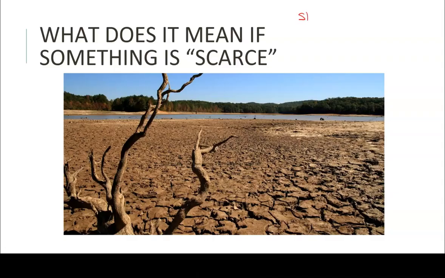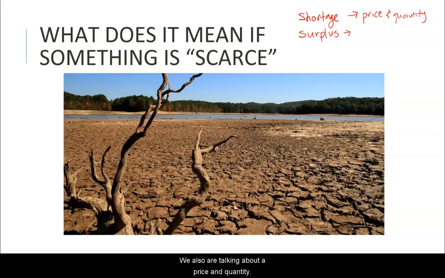So for instance, when we talk about a shortage in economics, this is specifically linked to a particular price and quantity. So if we say there's a shortage, that means that at a certain price level, there's a higher quantity demanded than a quantity supplied. And when we say surplus, we also are talking about a price and quantity. So at a particular price, there is less quantity demanded than there is quantity supplied. So we've got extra, right? So price and quantity are important for both of these.